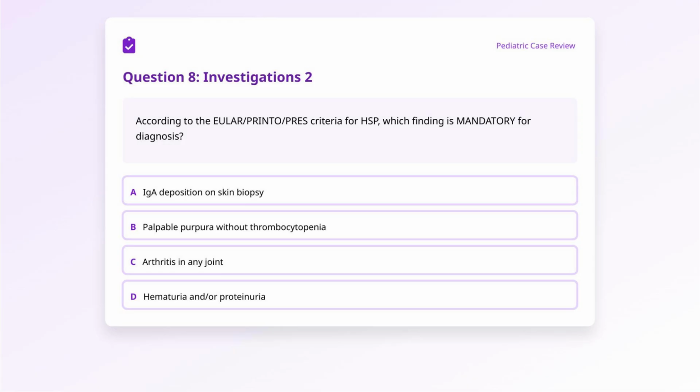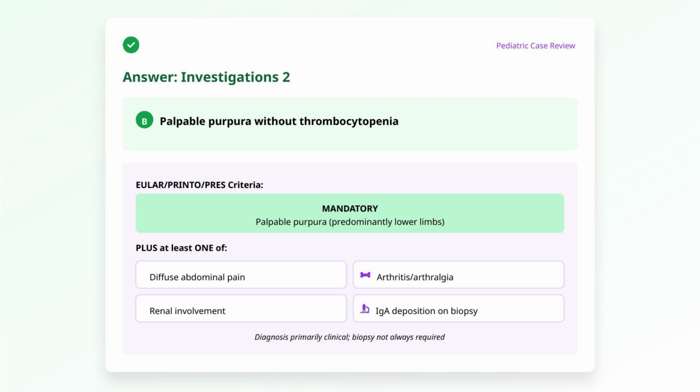According to the Euler/Printo/Prez criteria for Henoch Schönlein Purpura, which finding is mandatory for diagnosis? A. Immunoglobulin A deposition on skin biopsy. B. Palpable purpura without thrombocytopenia. C. Arthritis in any joint. D. Hematuria and or proteinuria. The correct answer is B.